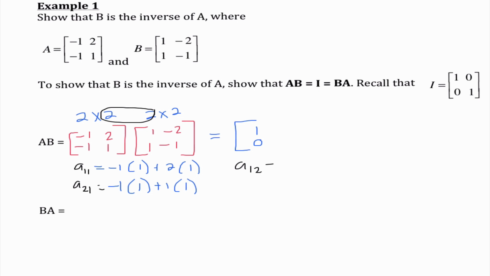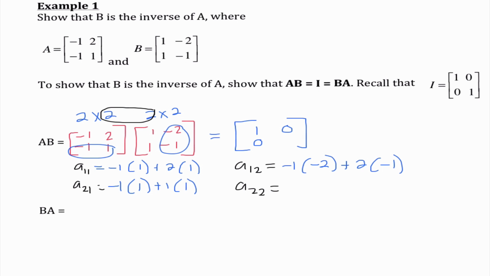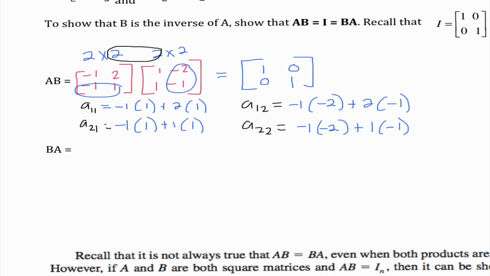Next, A sub 1, 2. That means row 1, column 2. So let's go ahead and highlight those. So I have -1 times -2 plus 2 times -1. So I get 2 plus -2, which is 0. Lastly here, I'm going to do A sub 2, 2. That is going to be row 2 times column 2. So I'm highlighting those again. So I have -1 times -2 plus 1 times -1. So I get 2 plus -1, which is 1. So we have shown here that when we multiply these two, A times B, we do get our identity matrix. Now we also need to show B times A equals the same thing.